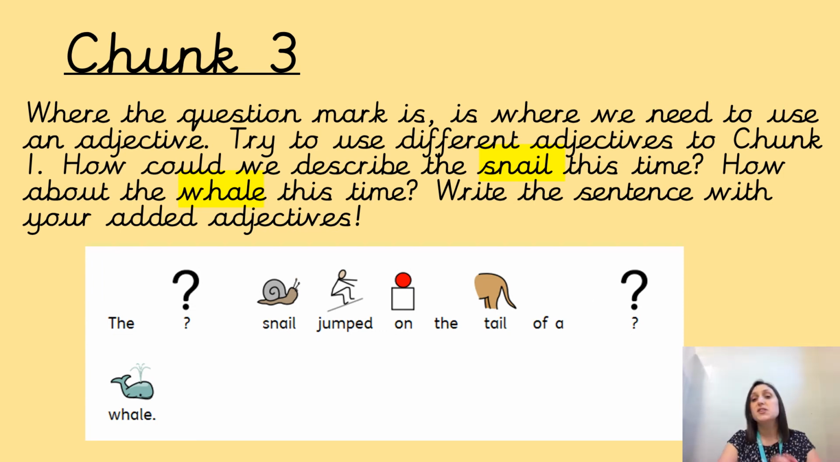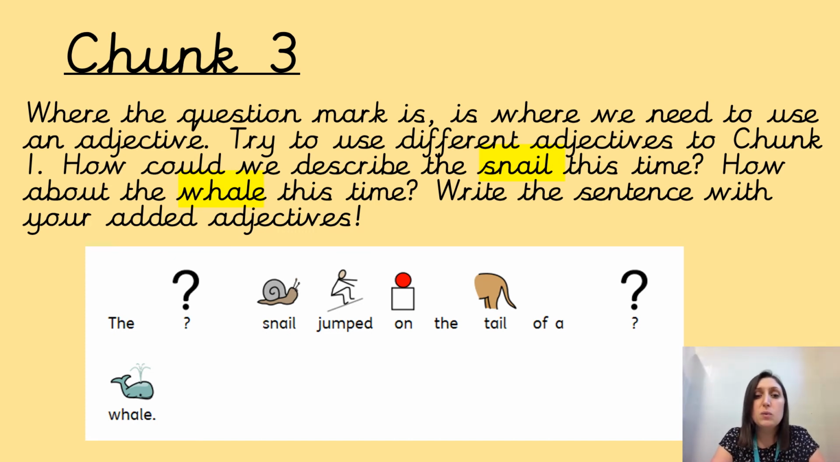Okay, here we go. So chunk number 3, the final part of our English today, just like we do it in school. So again, you've got another sentence here and you have got question marks for where you need to put your adjectives, your describing words. So here we have got the something snail jumped on the tail of a something whale.